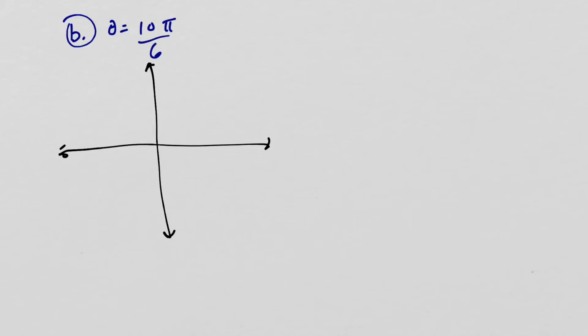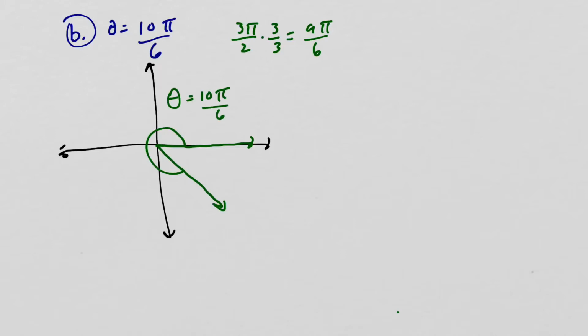Multiplying 3 pi divided by 2 by 3, this is equal to 9 pi divided by 6. This means that 10 pi divided by 6 is greater than 3 pi divided by 2, which means our angle theta is going to wrap all the way around and be inside the fourth quadrant. The associated reference angle, theta bar, can then be found by taking 2 pi and subtracting our 10 pi divided by 6.